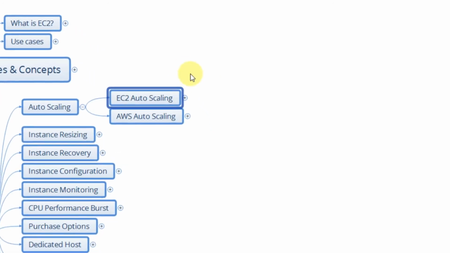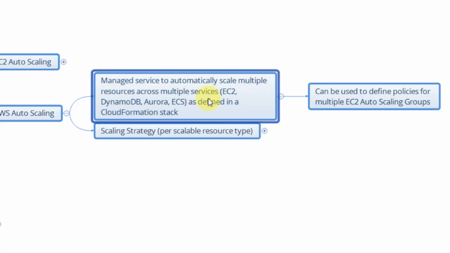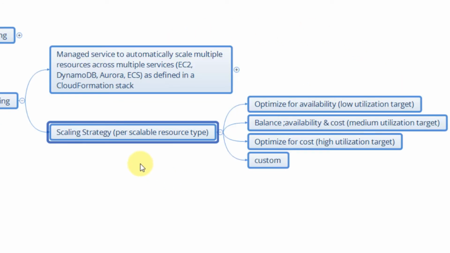Now that we've seen EC2 Auto Scaling, let's take a quick look at AWS Auto Scaling. What AWS Auto Scaling does is help you scale multiple resources across multiple services. And the services that can be managed together from AWS Auto Scaling are EC2, DynamoDB, Aurora, ECS, etc. Note that a CloudFormation stack is the basis for specifying auto scaling parameters. So you can have multiple EC2 auto scaling groups that can be managed from a single place, and a scaling strategy per resource type, such as EC2 auto scaling groups or DynamoDB tables and so on.